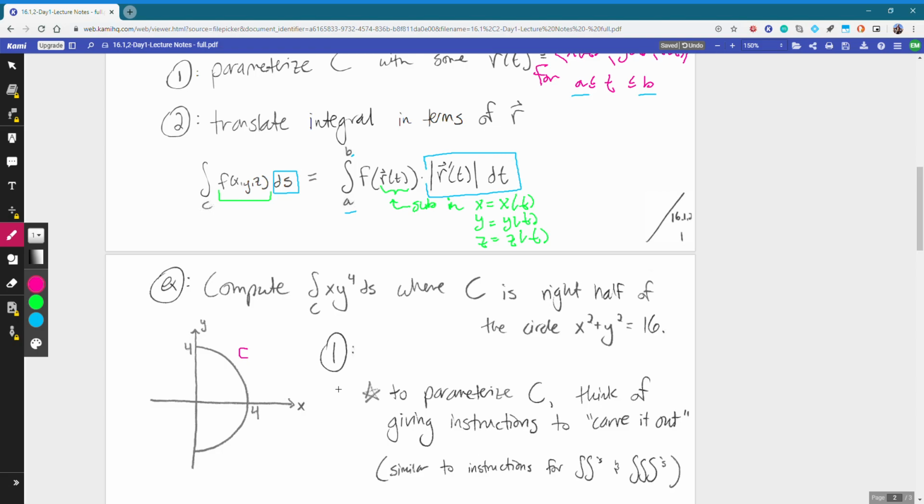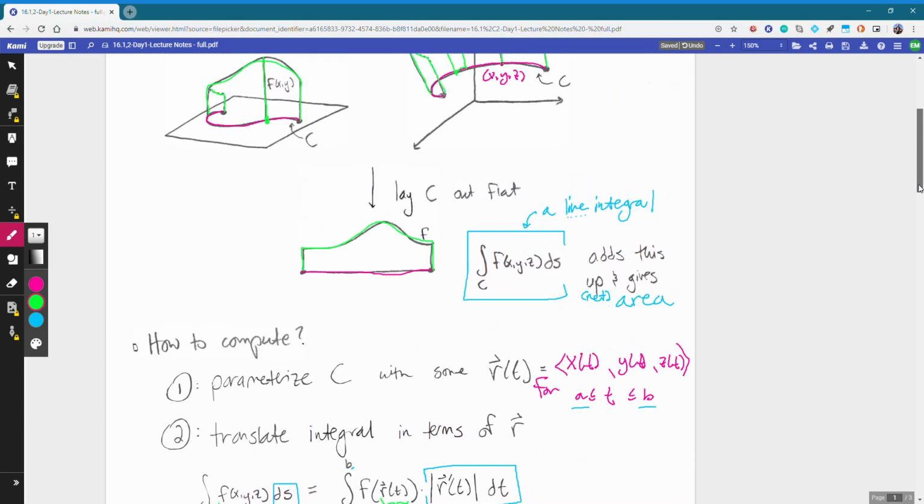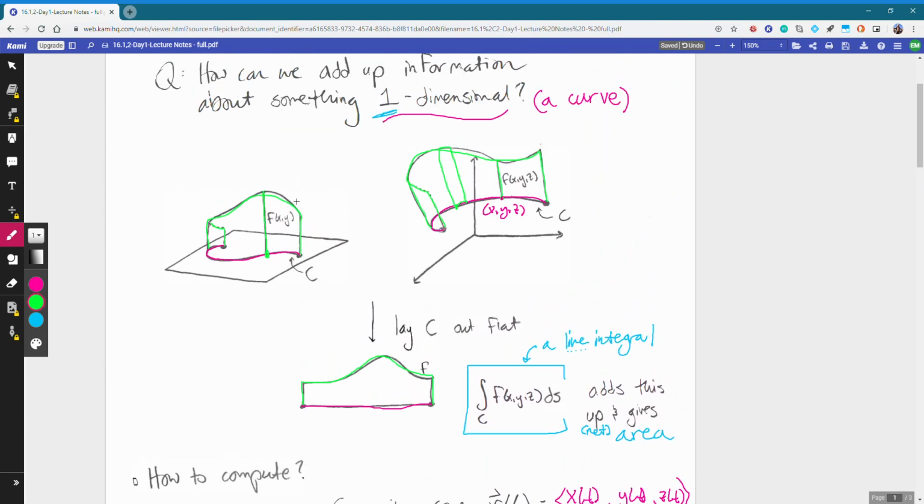So in terms of a picture of what we're doing, this function here, x times y to the fourth, is giving us our kind of sticks that we're standing over top of our half circle in the xy plane. So this is the picture to have in mind for this example, something like this.